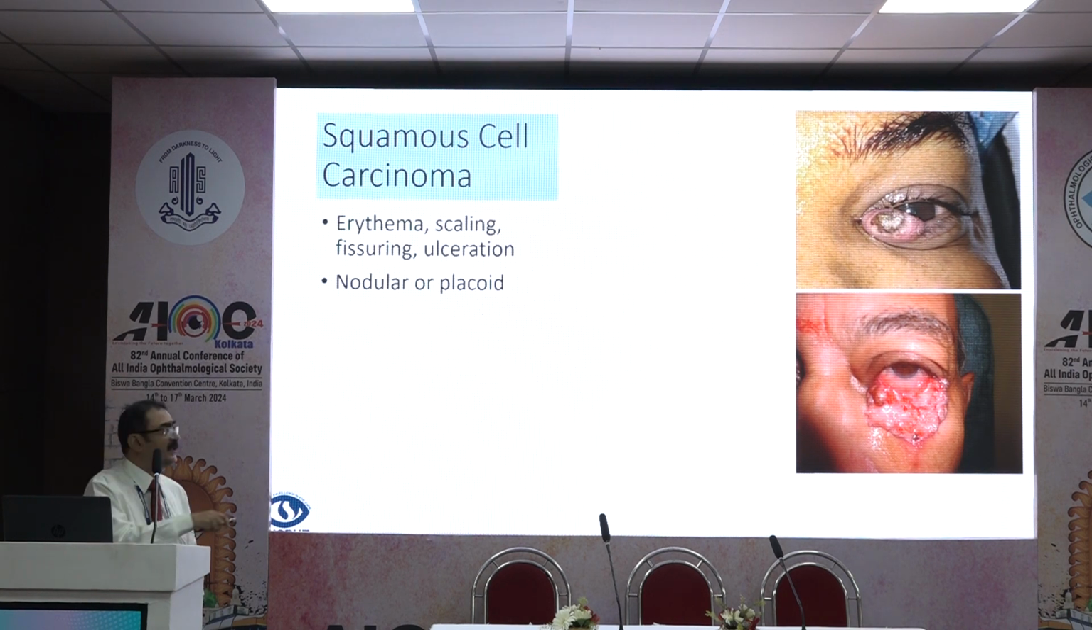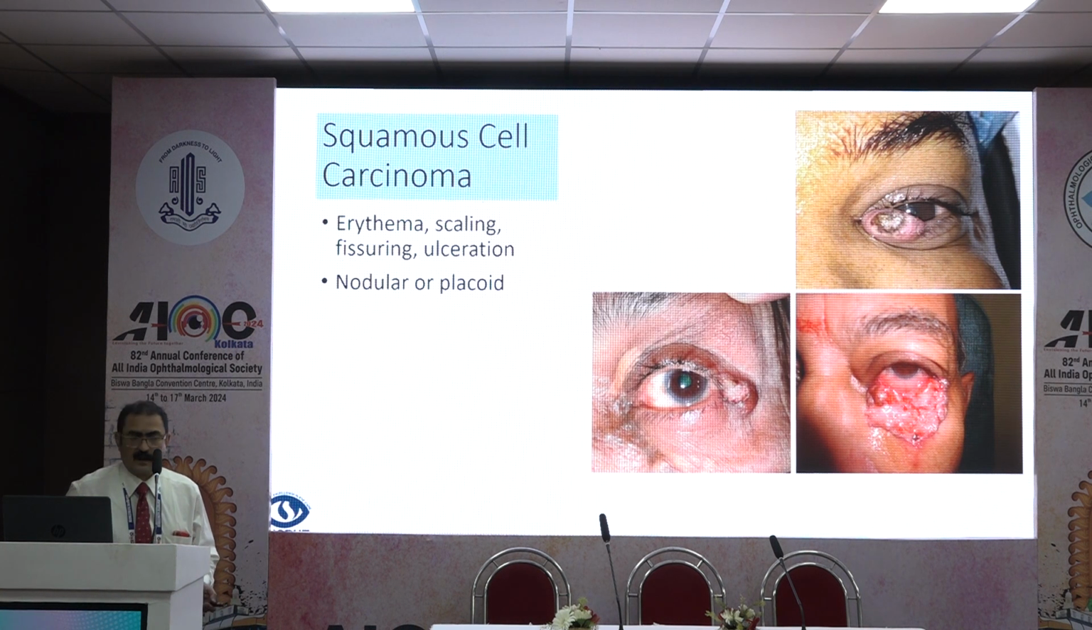Squamous cell carcinomas are typically described as having redness and scaling. There can be fissuring and ulceration, but they don't look like the basal cell carcinomas. This was an adenosquamous carcinoma, which is a variant of squamous cell carcinoma, a very aggressive tumor. And this is what? Volcano-like lesion, central crater. That's a keratoacanthoma. Now, keratoacanthoma can actually be a squamous cell carcinoma in disguise. So always biopsy them and then treat accordingly.